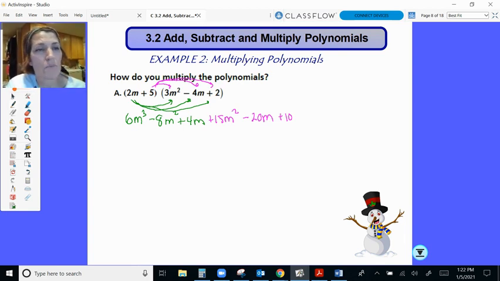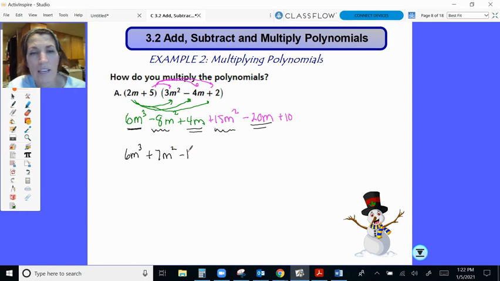From here, we want to just start combining our terms. I start with my highest power, 6m cubed. Then I'll go with my squared terms, negative 8 and 15 will give me a positive 7m squared. Then I have my single m term, positive 4 and negative 20m will give me a negative 16m. And then last but not least, we have my singular number term, positive 10.